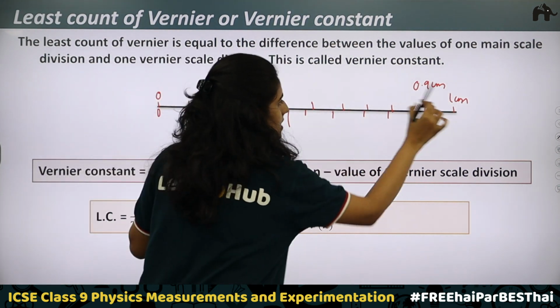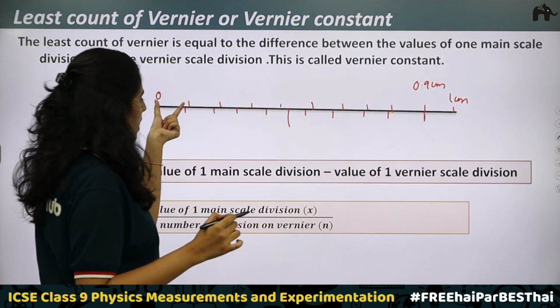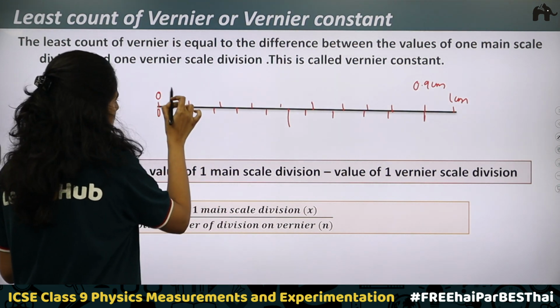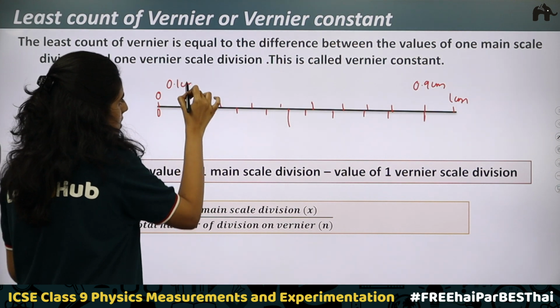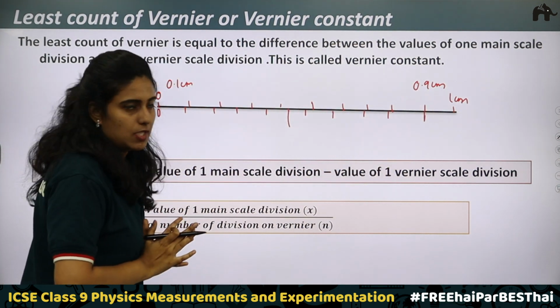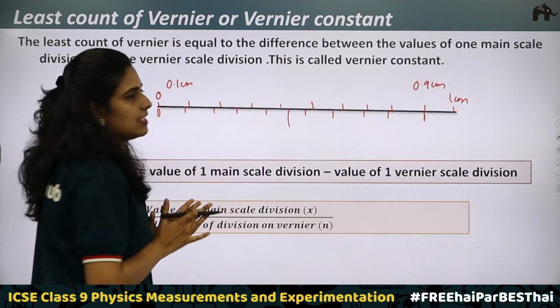Here it is 1 centimeter. You can see the value of one main scale division. This is the first main scale division. Value of one main scale division will be 0.1 centimeter, total 1 centimeter divided by 10. So 0.1 centimeter. Now what about the vernier scale division?